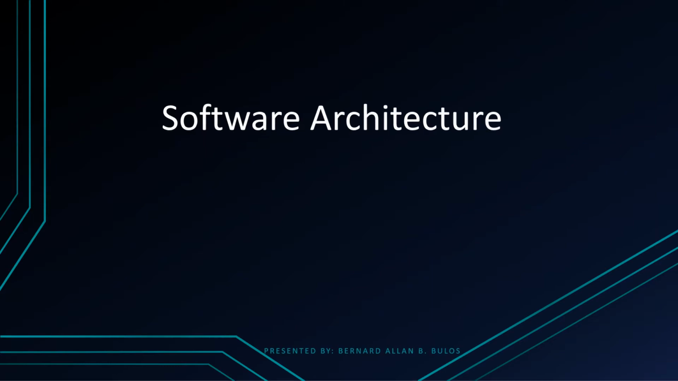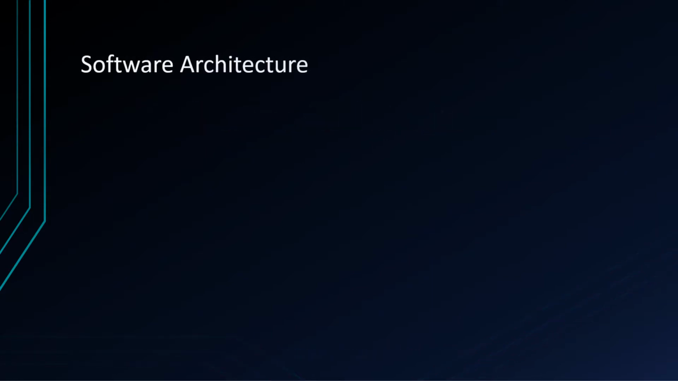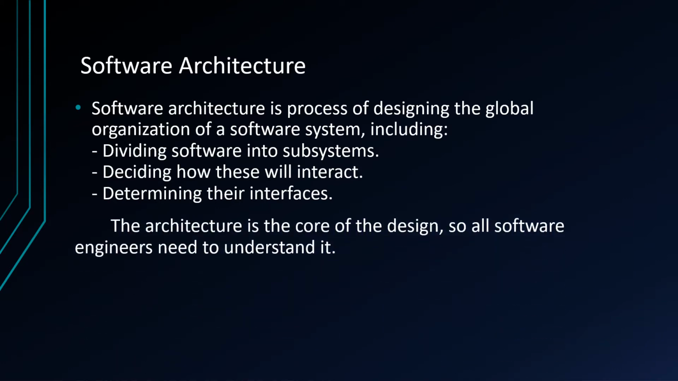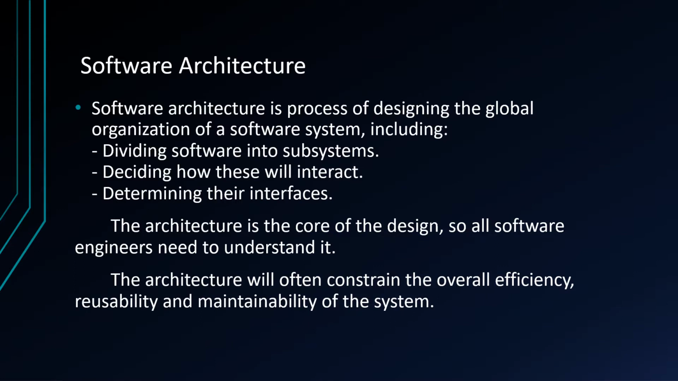So, what is a software architecture? Software architecture is the process of designing the global organization of a software system, including dividing software into subsystems, deciding how these will interact, and determining their interfaces. The architecture is the core of design, so all software engineers need to understand it. The architecture will often constrain the overall efficiency, reusability, and maintainability of a system.